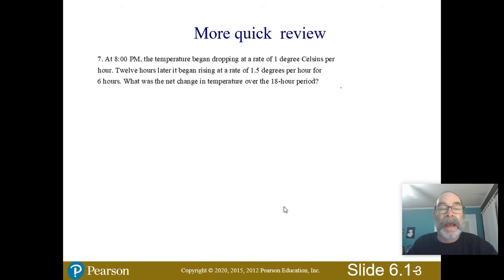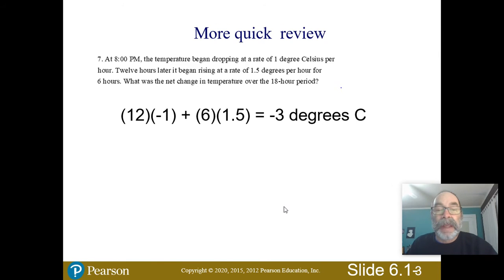Okay? So at 8 o'clock p.m., the temperature began dropping at a rate of 1 degree Celsius per hour. 12 hours later, it began rising at a rate of 1.5 degrees per hour. For 6 hours, what was the net change in temperature? So 12 hours, and it dropped 1 degree for each of those 12 hours. And then we had 6 hours, and it gained 1.5 degrees, so the net change would be negative 3 degrees, or negative 12 plus 9, which is negative 3.